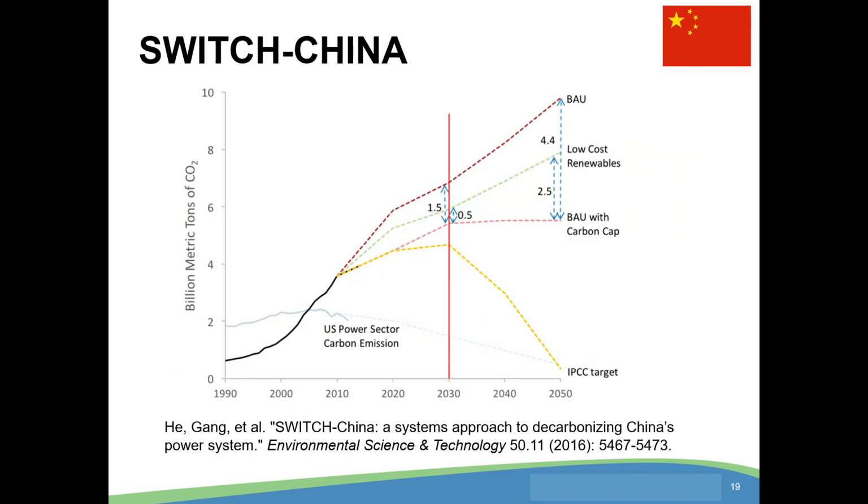Another early adopter of the switch model is China, and so here you can see what the emissions are in billions of metric tons of CO2, both currently in the dark black line, and then projected based on the switch model in different scenarios. So the dotted purple line is the business as usual, and then you can see different case studies for running the switch model with low-cost renewable energy and a carbon cap, and then also running it to meet the IPCC targets.